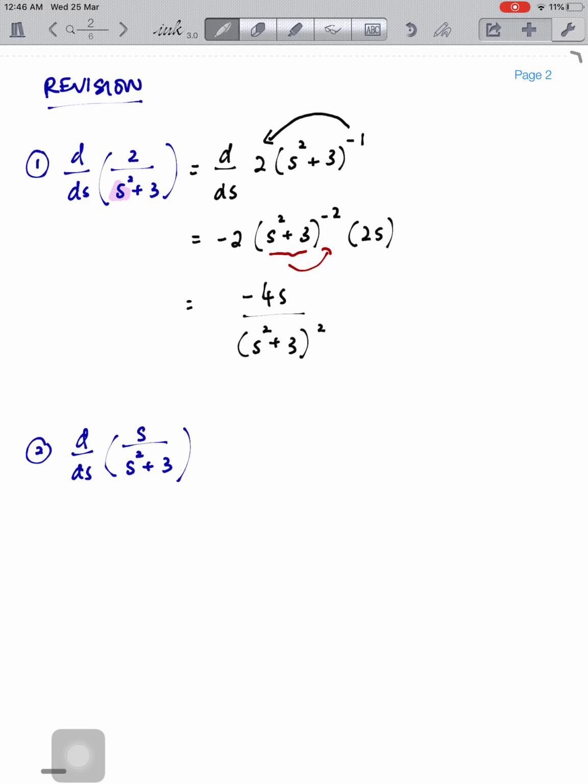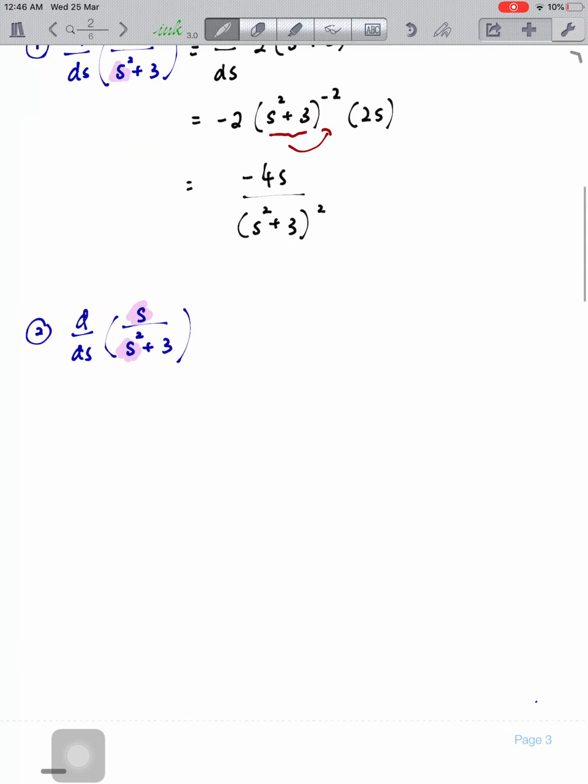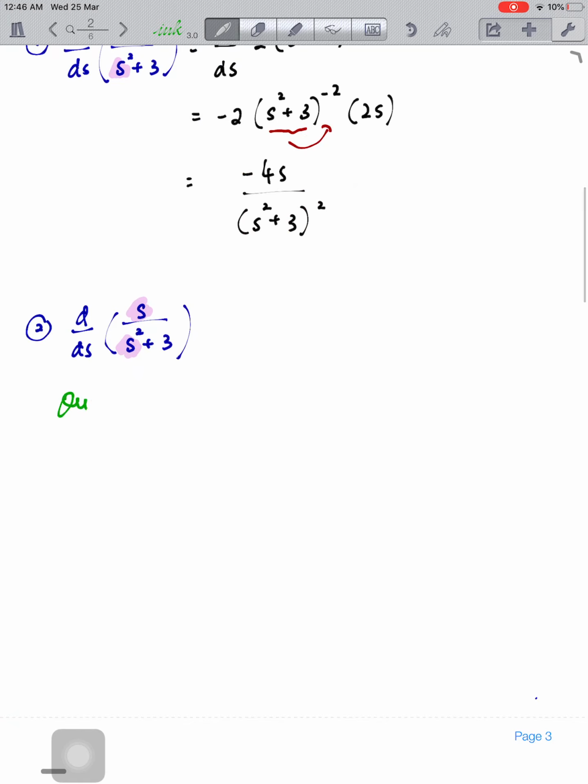Alright, now for the second example, the difference is that instead of having one s previously, I have more than one s in the function. I have one at the top, one at the bottom. So automatically, for this case, it is not possible to do direct differentiation. For differentiation, there are only two rules, which are the product rule and the quotient rule. Actually, for this case, both methods are possible. Let me start with the quotient rule.